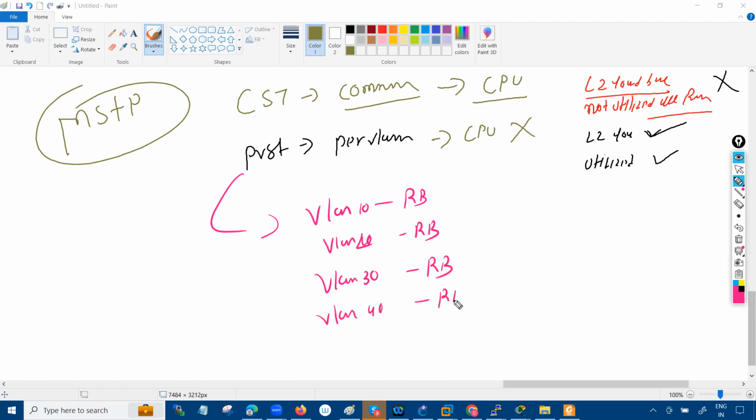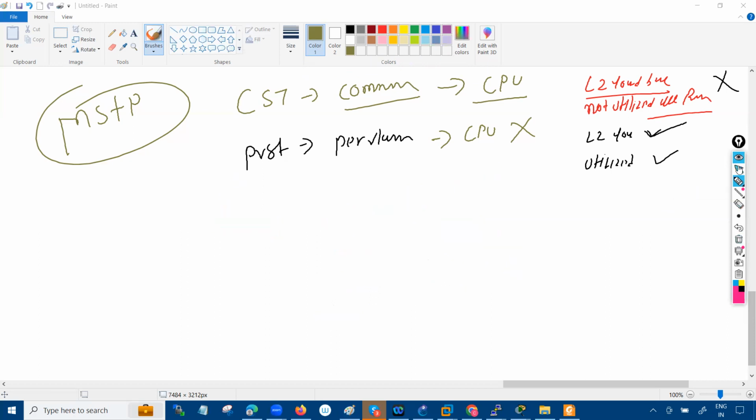Can you see that? But in the CST, what happened? For VLAN number 10, 20, 30, 40, whatever VLANs we have, there is a single root bridge. In PBST I have four root bridges, but in CST I have a single root bridge. So of course the CPU will be less there, and CPU will be high in PBST. So PBST from a CPU perspective is very bad, right? But again, with Layer 2 load balancing we can achieve it, you can utilize all the resources.